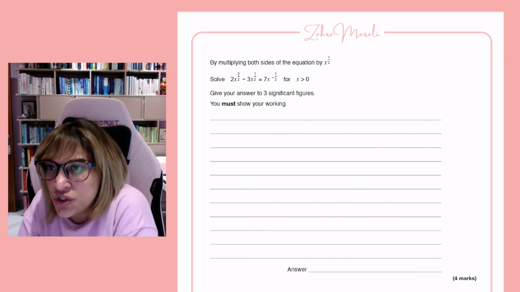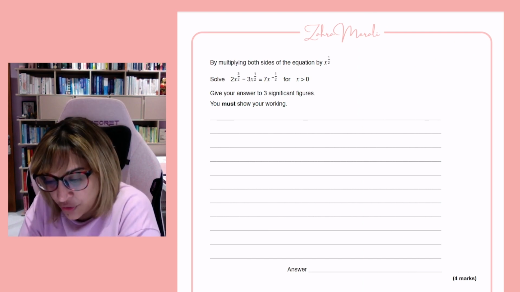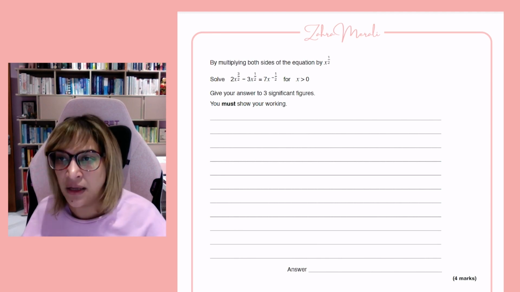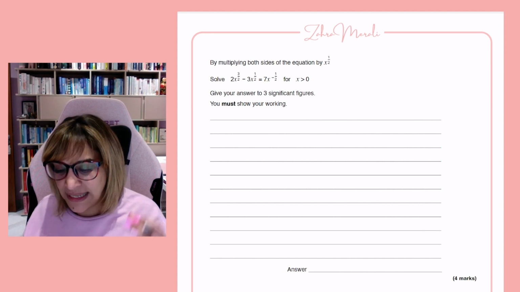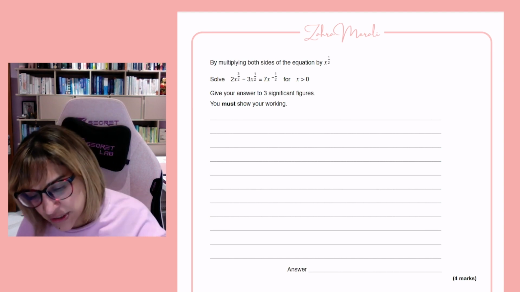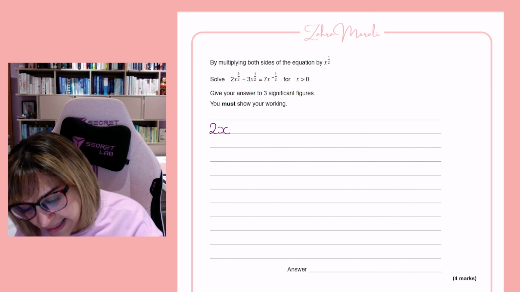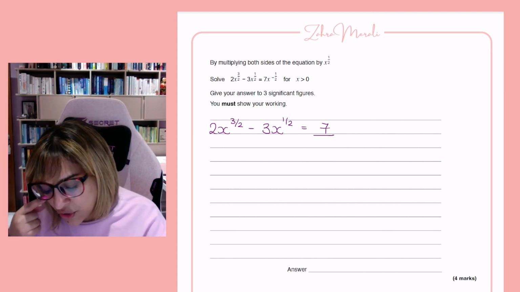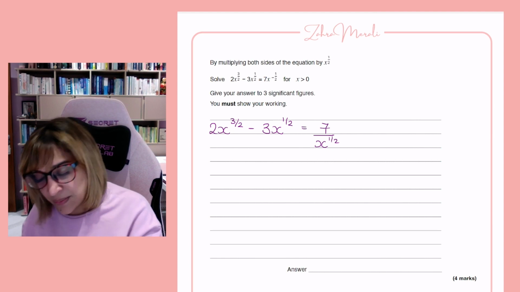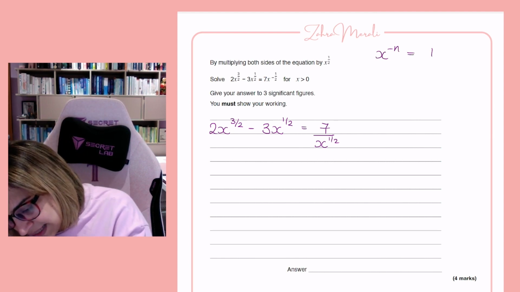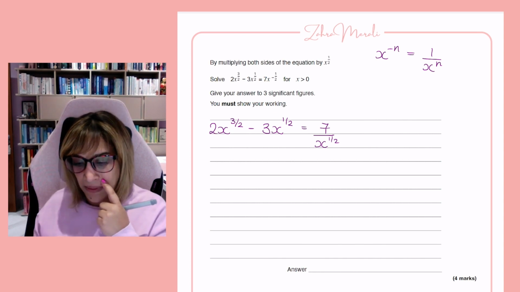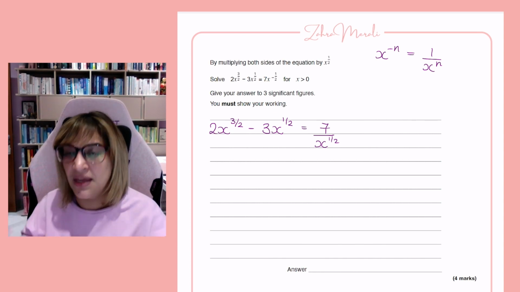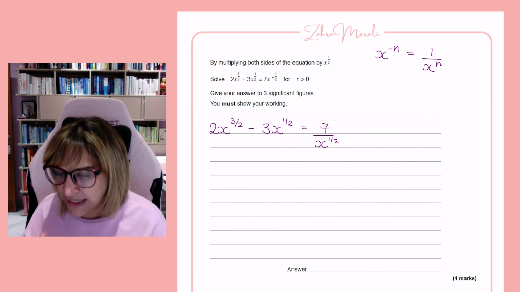Here they're telling you what to do. But if they hadn't told you to multiply both sides by x to the half, how would you have known that was what you needed to do? So the way that you could have looked at this is to say 2x to the power of 3 over 2 minus 3x to the half equals 7. And because x is to the power of minus a half, we know that it's on the bottom, because remember, x to the minus n is 1 over x to the n. The 7 is not to the power of anything. The 7 doesn't also go on the denominator. Be very careful about that.